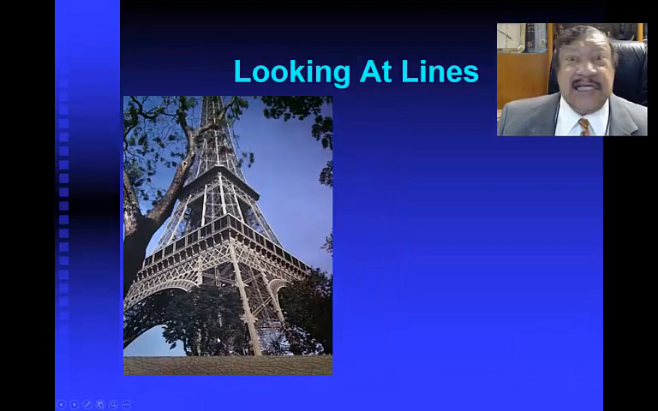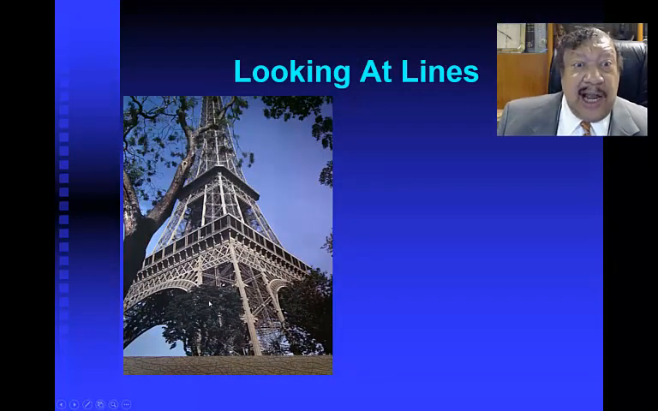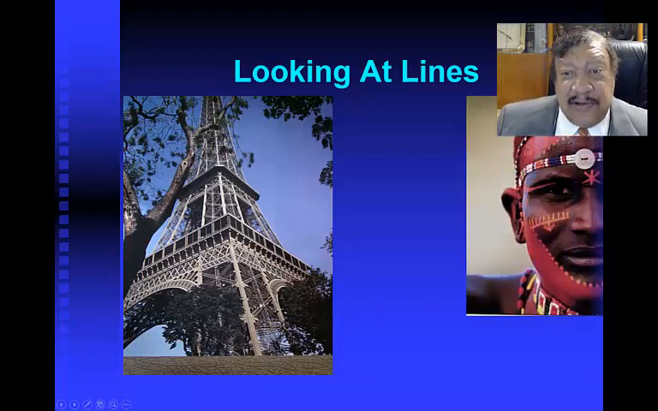So we see lines all around us. Look at the Eiffel Tower. They were going to cover the Eiffel Tower up before the World's Fair. And then they looked at it again and said, these lines are beautiful. These lines constitute a whole. These diagonal lines create activity.